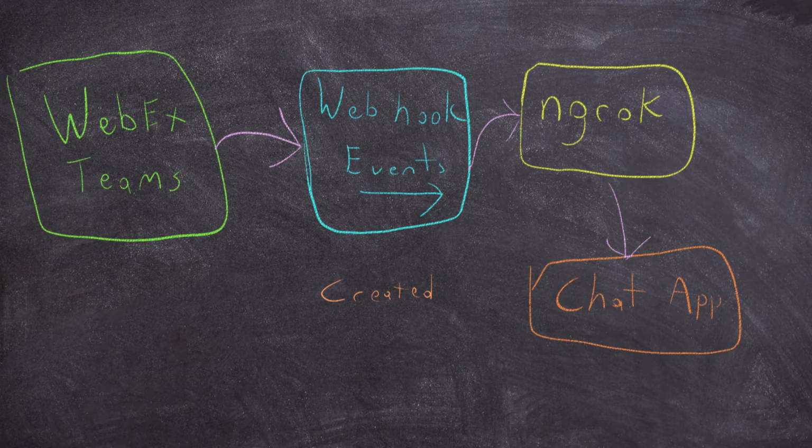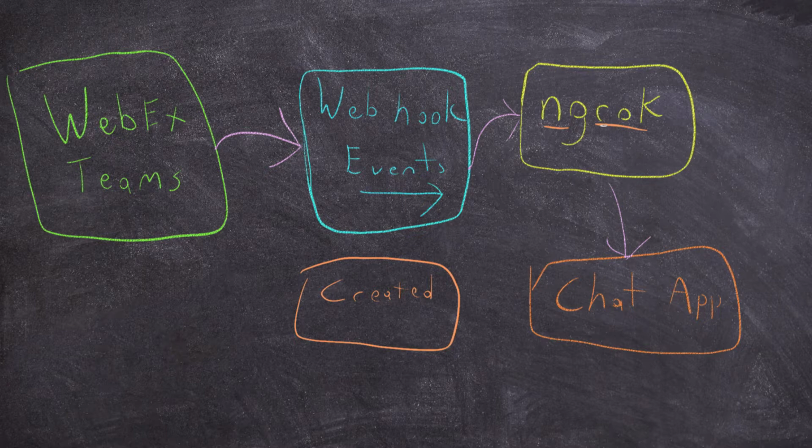So how this is going to work is we're going to use the API for WebEx Teams to create what is known as a webhook. A webhook is simply a way of notifying an external service that something happened. And in this case, what we're going to do is when a message event is created, we are going to pass that along to a handy service called ngrok.